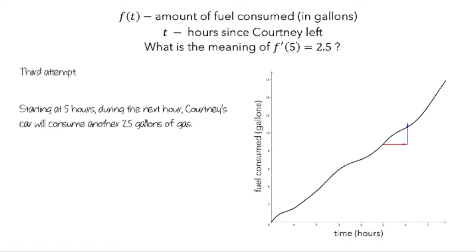It's describing the average rate of fuel consumption from t equals 5 to t equals 6 hours. And we do not know how Courtney drove over that hour-long interval. Now, if we want to describe an instantaneous rate at t equals 5 hours, since this was better than the previous attempt, let's see if we can make it a little more precise.